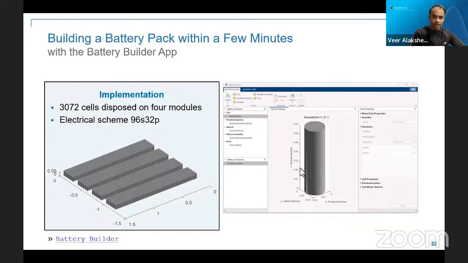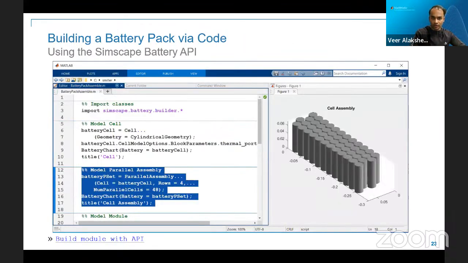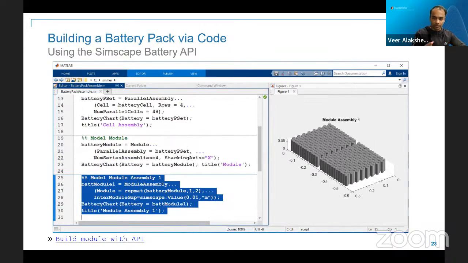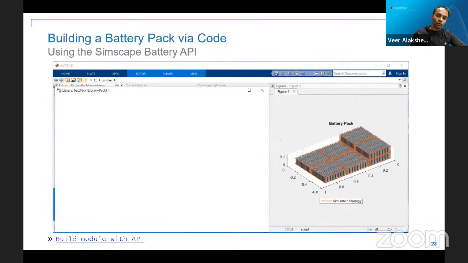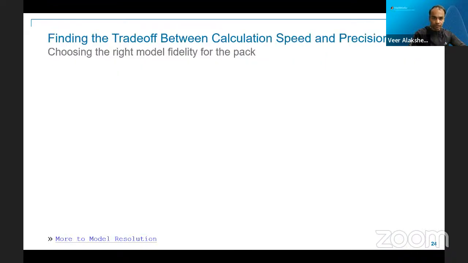So finally, this is the one reference that we are taking, this is how we have implemented a battery pack. This is the one that I was talking about. You can use the SimScape battery API to build a battery pack, starting from cell to parallel assemblies, to module assemblies, to a pack. Now, one thing we were talking about was the model fidelity for the pack.